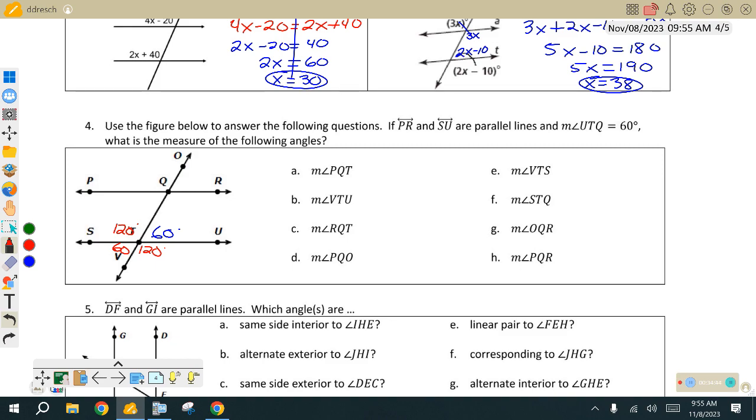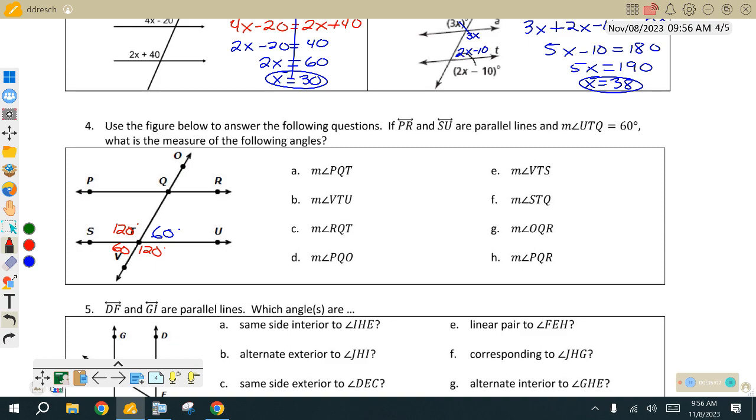Now carry it up to the next 4. How are you going to carry up to the next 4? Take a vertical, sorry, not vertical. Take a corresponding. Take a same side. Take an alternate interior. I don't really care. Take one of those and carry it up to the next part, and then play that vertical linear pair game again.